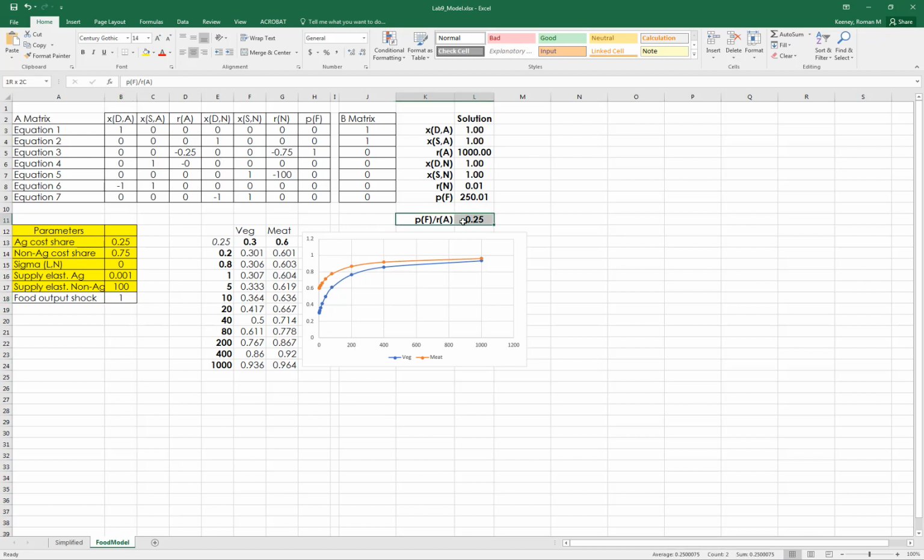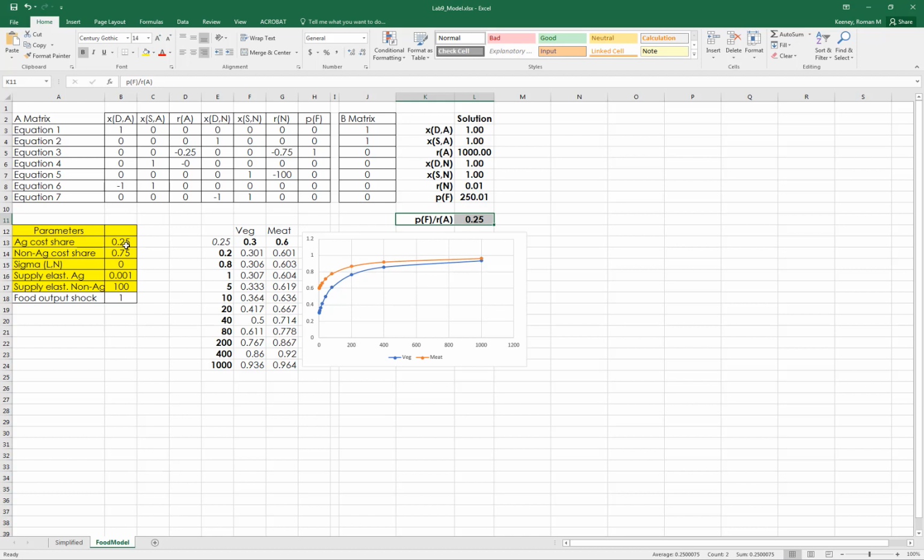So let's reiterate. We get this cost share, the price ratio, or the ratio of the percentage changes in the price, PF, the output price for food, to the ag input price, is 0.25. That's the same as the ag cost share because we have no substitution and a 0 supply elasticity against a very large supply elasticity. But that's not the interesting way to look at this farm to retail problem.